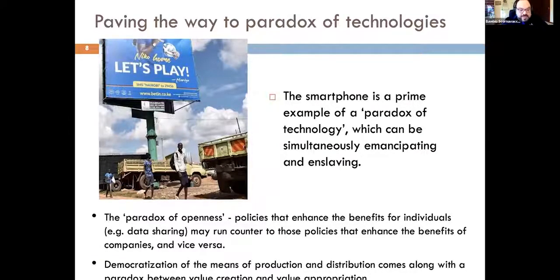The same way that we can think of the democratization of technology, of the means of production and distribution, suddenly you have a Brazilian YouTuber being able to produce and distribute video. But we have to understand that there is a big paradox there in terms of value creation and appropriation. So all this technology comes with a price.